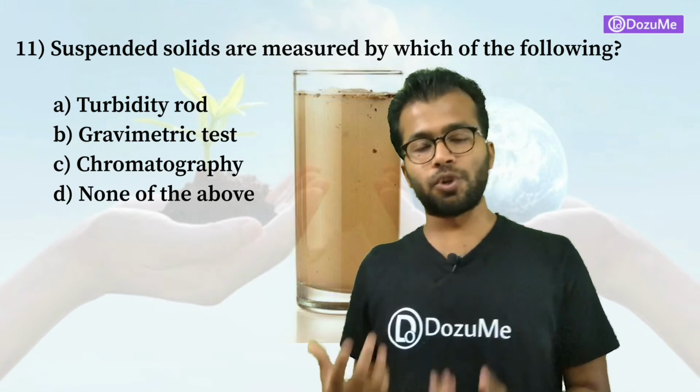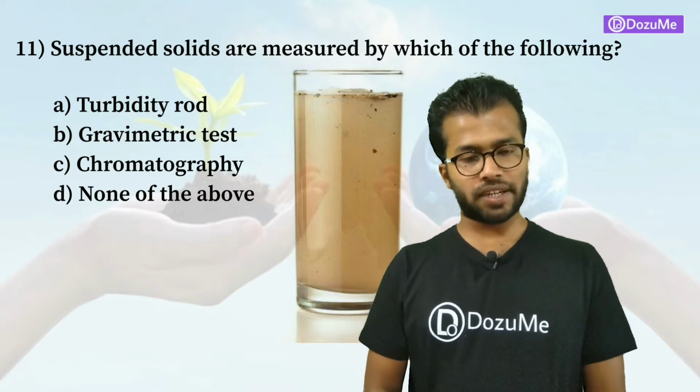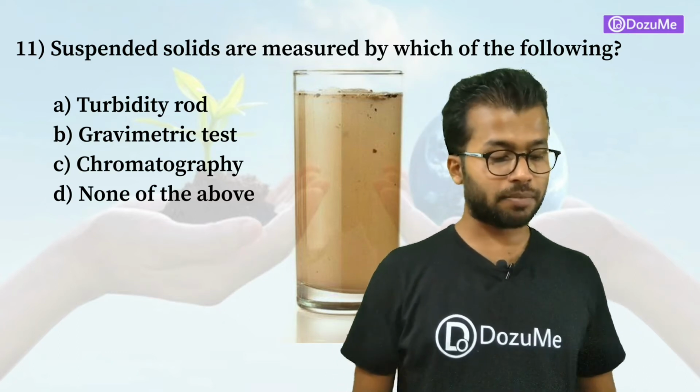Chromatography is used for the odor one. So option B will be the correct answer. Gravimetric test will be used for suspended solid measurement.